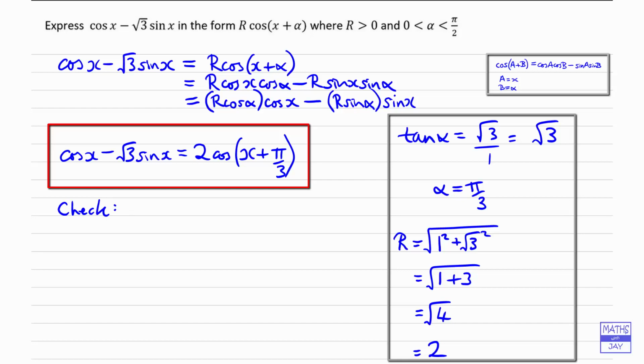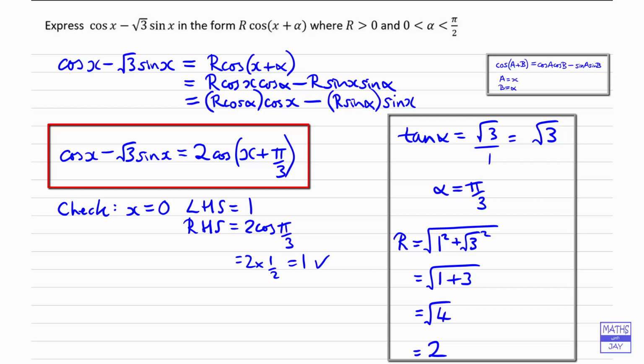You could do a really simple check to start with. For example, a really simple value to check would be x is 0. We want to make sure that when x is 0, the left-hand side is the same as the right-hand side. So let's see what we get. The left-hand side is going to be cosine of 0, so that's 1, minus root 3 times sine of 0, so that's minus root 3 times 0. That's just minus 0, so the left-hand side is 1. The right-hand side is going to be 2 cos pi by 3, and that's 2 times a half, so that's also 1, so that works out.